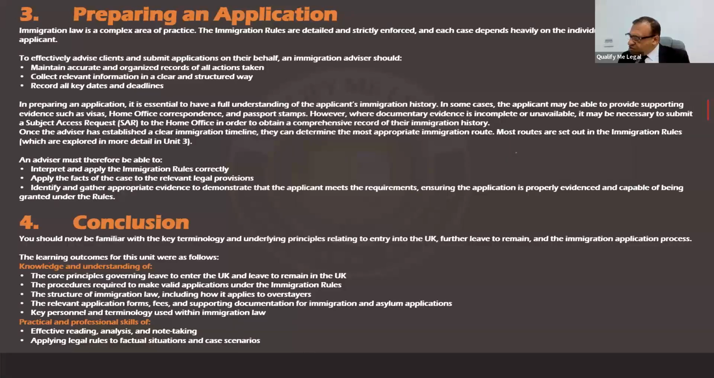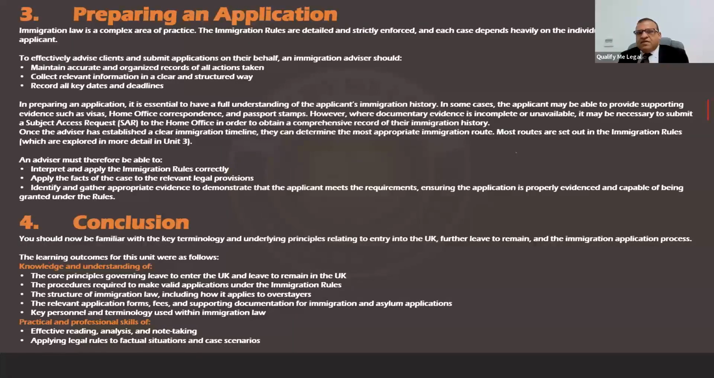Okay, let's move forward to preparing an application. It's very important for you as a qualified person to prepare a very valid application. What is a valid application? A valid application means that you have completed the whole application properly. You have provided all documents to the Home Office. You have paid the immigration health surcharge. You have paid the proper fee to the Home Office. This is called a valid application.